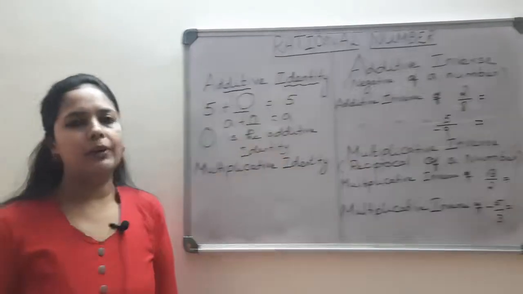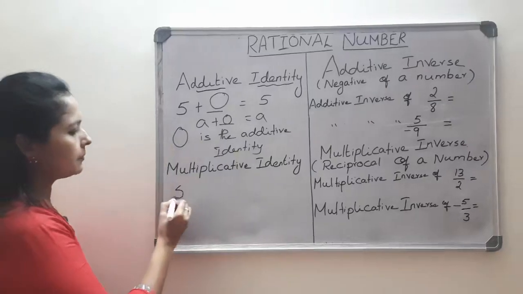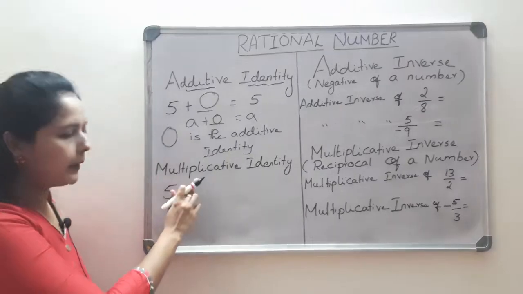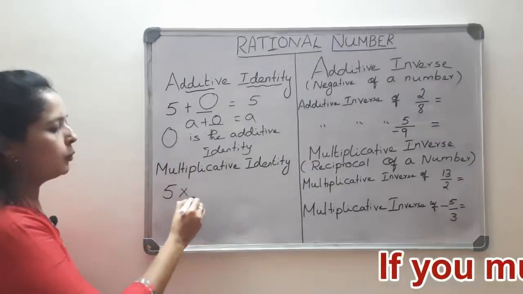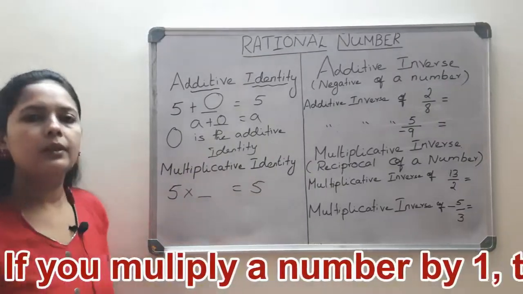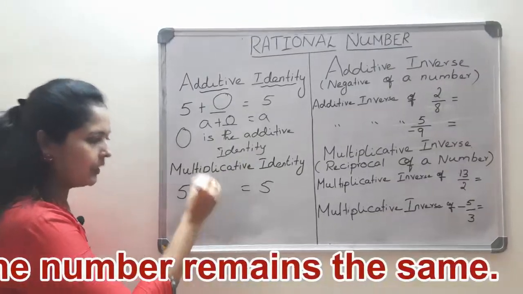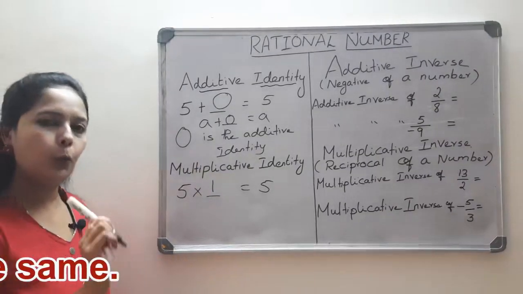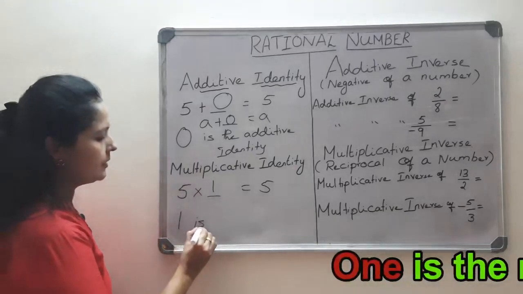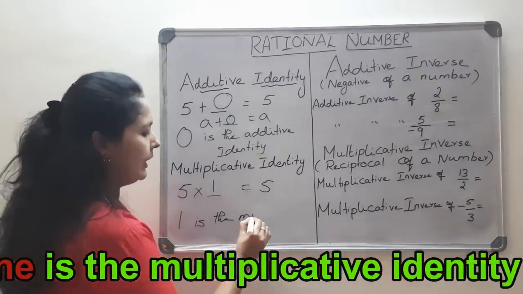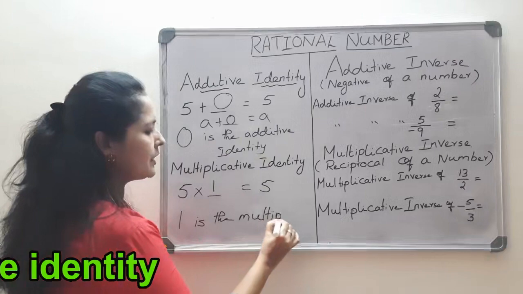What is multiplicative identity? Take the 5. Since this is multiplicative identity, 5 into what is equal to 5? 5 into what is 5? 1, right? So, here, what is the multiplicative identity? 1. 1 is the multiplicative identity. Understand? So easy to remember.